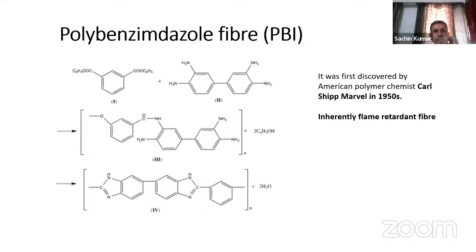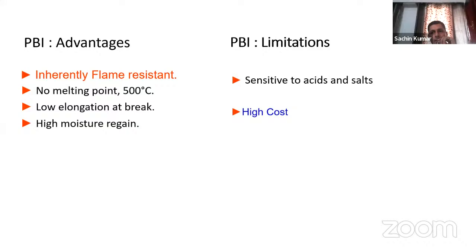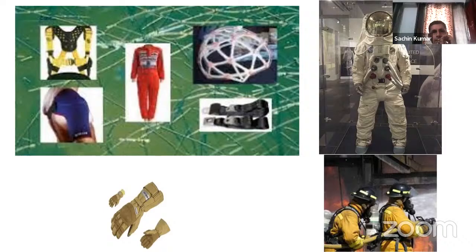Another is PBA fiber. This is also an inherently flame retardant material. Non-melting, but they are very costly for us. That is why they are only for specific applications where flame retardancy or high performance and high thermal stability are required.